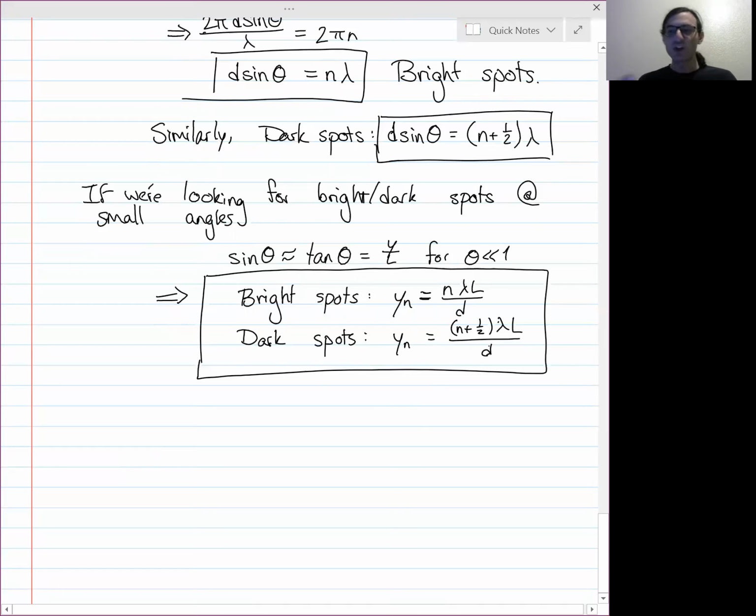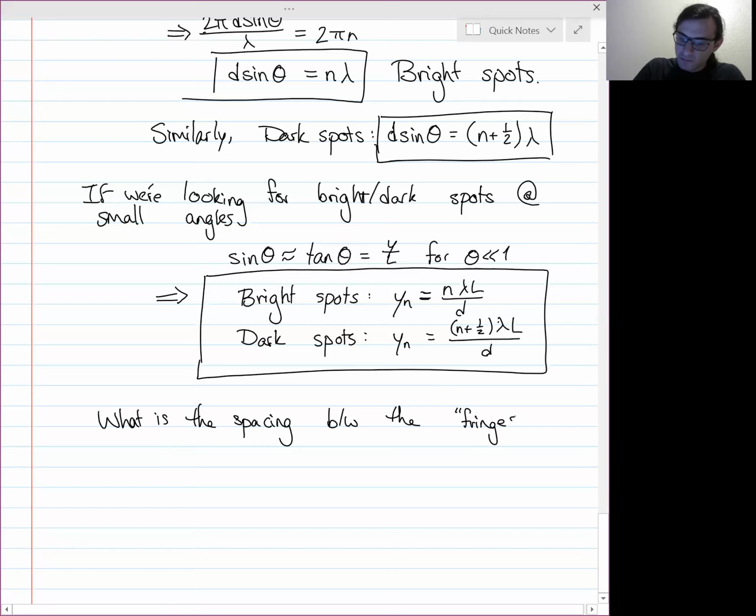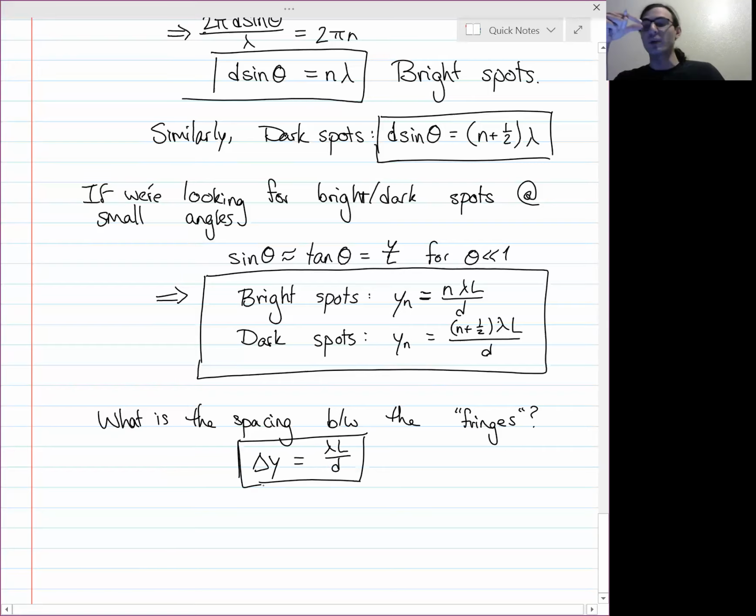So there's two things left to say. First is, what is the spacing between the fringes? And we'll call these things fringes because that's the shape that they make. Well, we can just figure what is the distance between two bright spots. That would be delta y. And you can just plug in n equals 2 minus n equals 1 for y sub n, and you'll find that it's always the same. It's lambda L over d. That is the distance between the bright spots that are close to the axis.